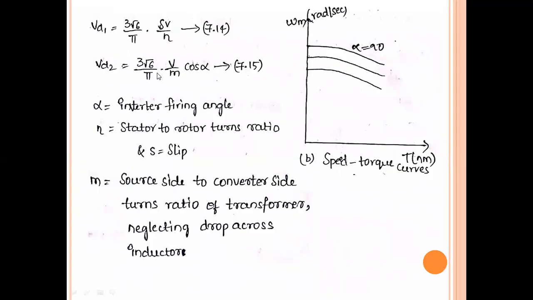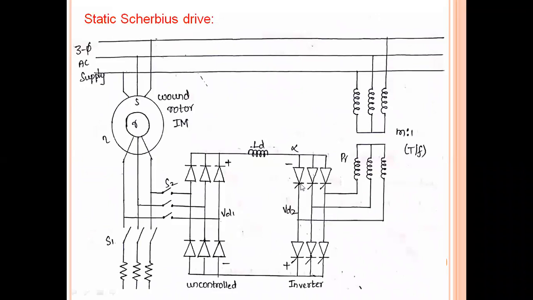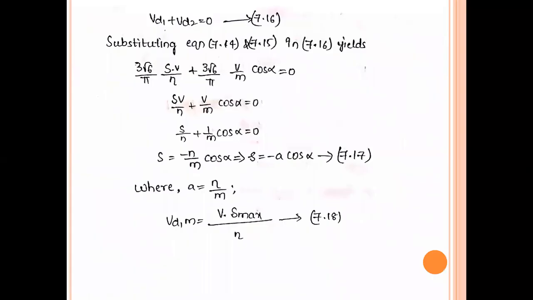So equation 714 and equation 714 represent the voltages of the uncontrolled rectifier as well as the inverter. According to the voltage balance principle, VD1 and VD2 must sum to 0, because the rectifier voltage and inverter voltage must sum to 0. Substitute the VD1 and VD2 values here and simplify, and you will get this slip equation, which is S equal to minus N by M cos alpha.